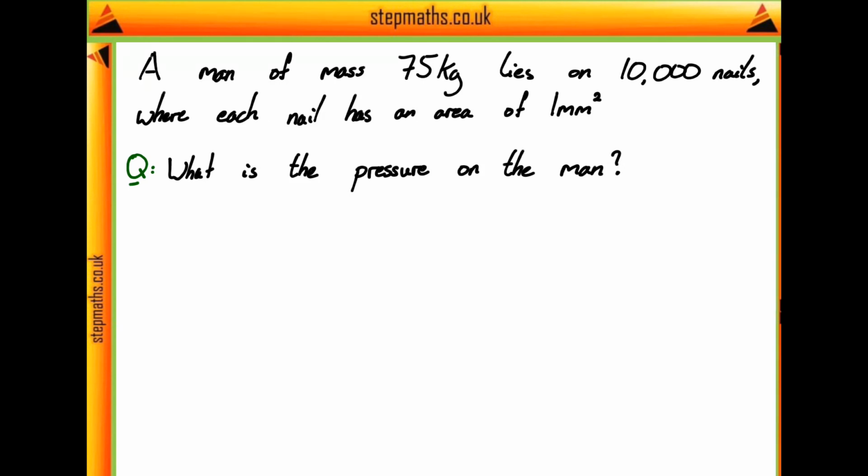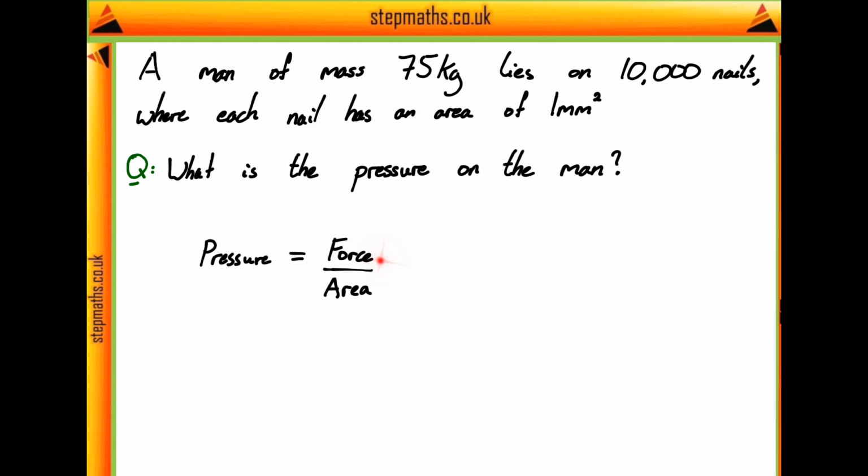Okay, so to try and answer this question, we need to think first of all about what pressure actually is. There is an equation for pressure which is fairly simple: pressure is equal to the force on an object divided by the area of the object. So in this case, the pressure on the man is going to be given by the force on the man from the nails divided by the total area of these nails. So we just need to work out what this total area is and what the force is going to be.